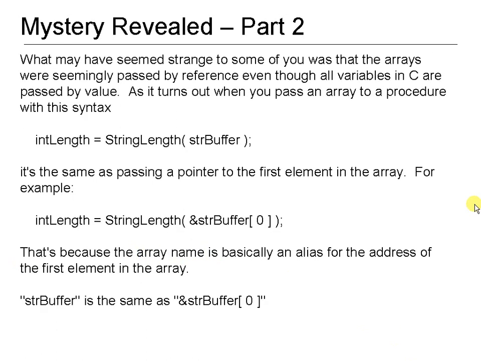Now, what may seem strange to some of you was that the arrays were seemingly passed by reference, even though we know all variables in C are passed by value. As it turns out, when you pass an array to a procedure with the bracket syntax, it's the same as passing a pointer, or the address of the first element in the array. So this line is equivalent to string length of ampersand str buffer spot 0. That's because the array name is basically an alias for the address of the first element in the array. So str buffer is the same as address of str buffer spot 0. Just another one of those wonderful little quirks about C.